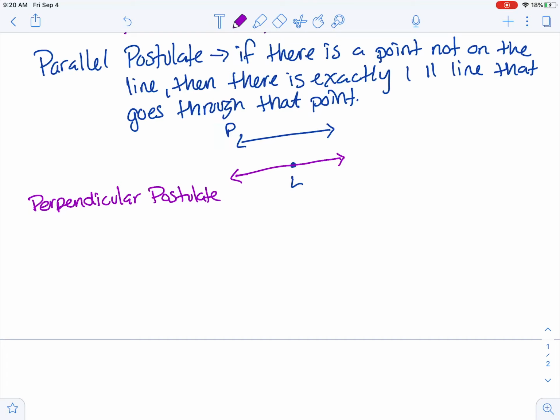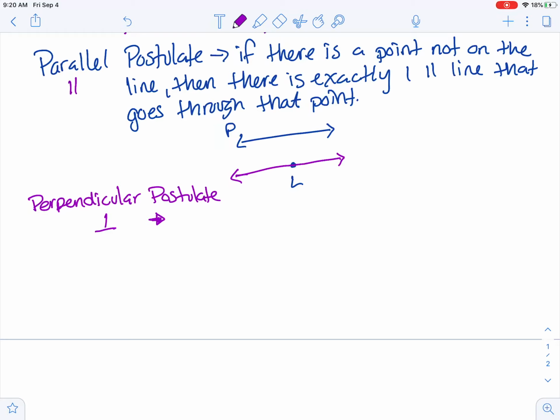Now, just real fast before I give you that, parallel can be written with symbols as like two L's or two railroad track lines. Perpendicular can be that upside down T. So there's some good shorthands for you. So the perpendicular postulate, what does that say?